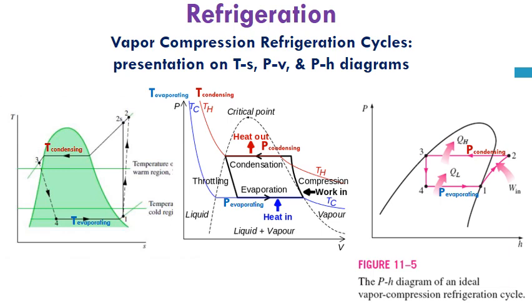Process from 4 to 1, evaporation at constant temperature, with a change of enthalpy, then process from 1 to state number 2, compression inside the compressor, either using isentropic efficiency 100% for isentropic compression, or isentropic efficiency less than 100%, and the S will be increased during this compression stage.